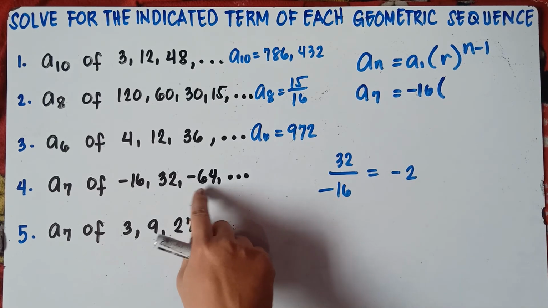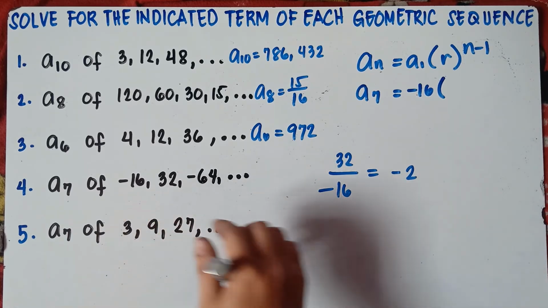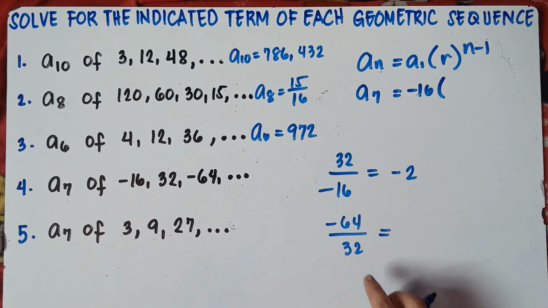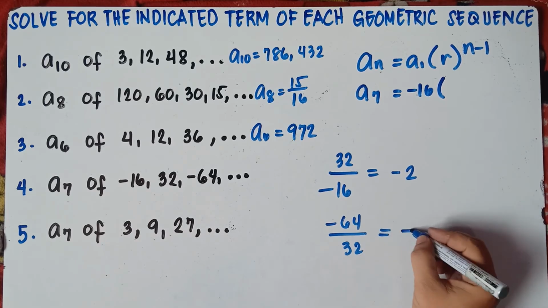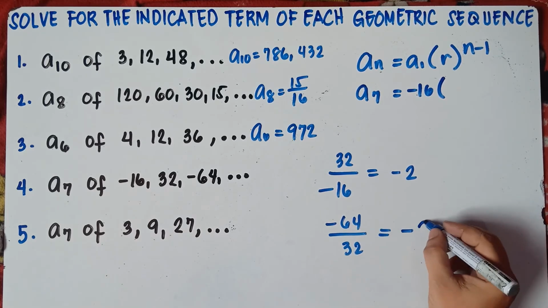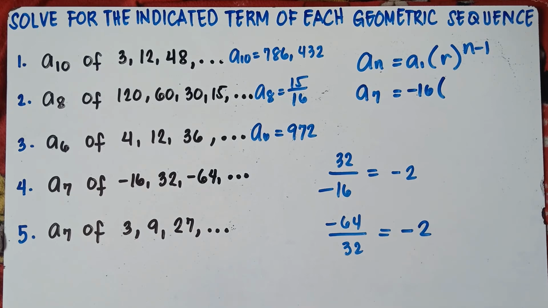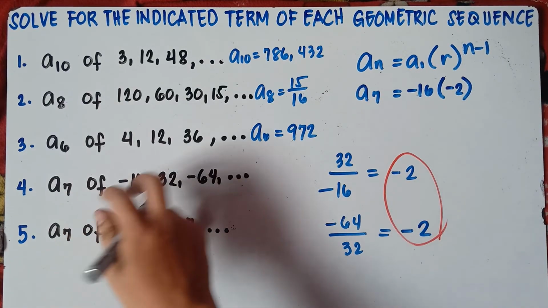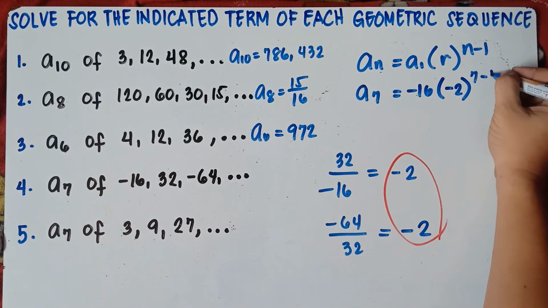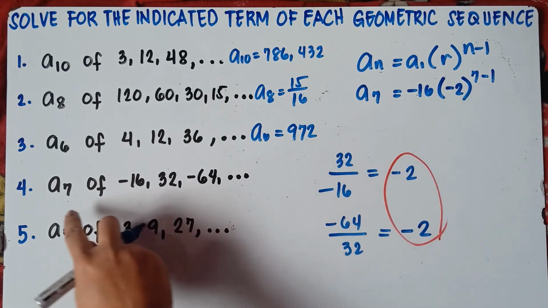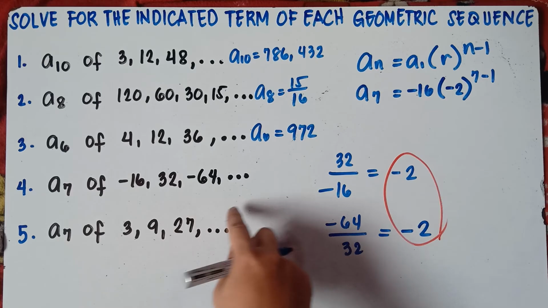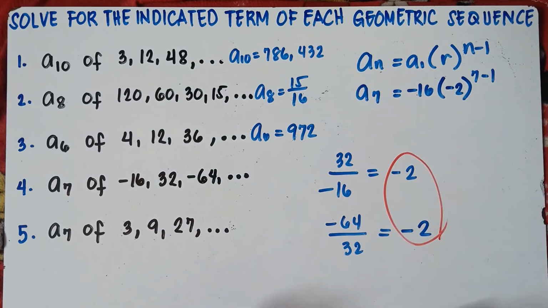Let's check the third term divided by the second term. Negative 64 divided by 32. Negative divided by positive is negative. 64 divided by 32 is 2. So same common ratio, negative 2. So the common ratio is negative 2 raised to the power of n, which is 7 minus 1. 7, class, is the 7th. You're looking for the 7th term, therefore we have 7 terms. So n is 7 minus 1.